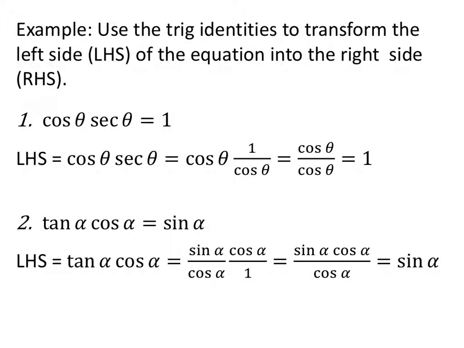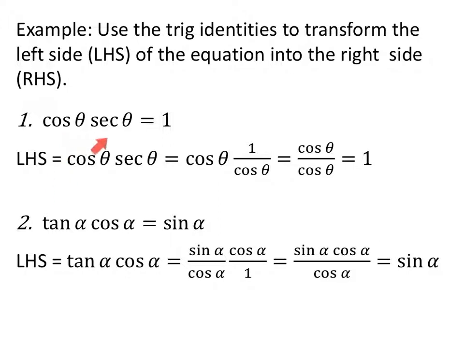Alright, so we're going to see this several times in this lecture series. It's just because it's really helpful and important when it comes to calculus and just simplifying in general. So use the trig identities to transform the left side, which I call LHS, because I'm far too lazy to type out 8 letters and a space when I could use 3 letters. We're going to transform the left-hand side of the equation into the right-hand side of the equation.